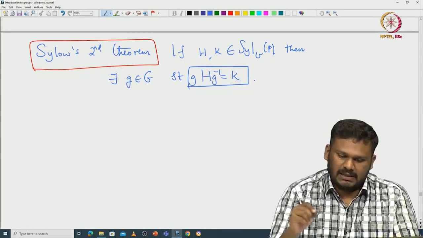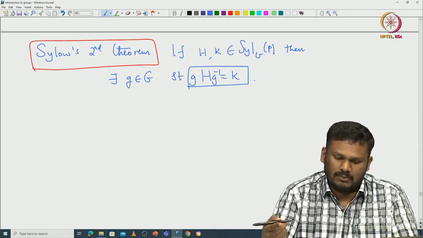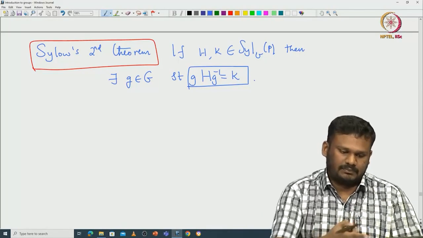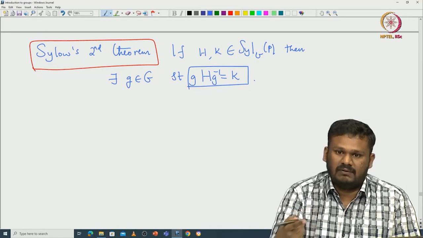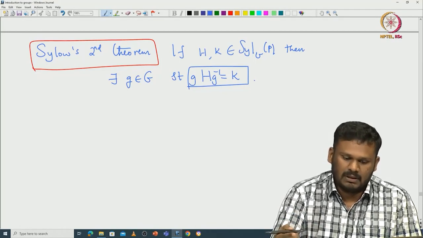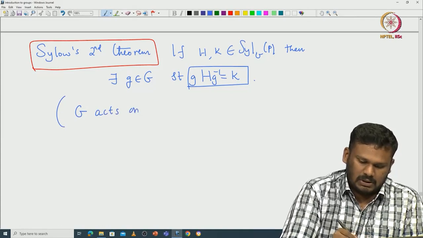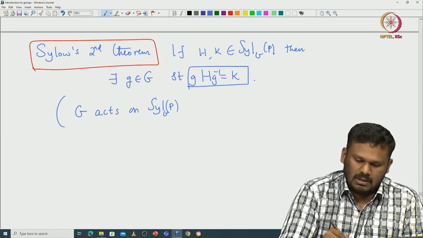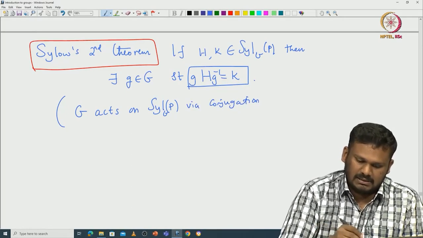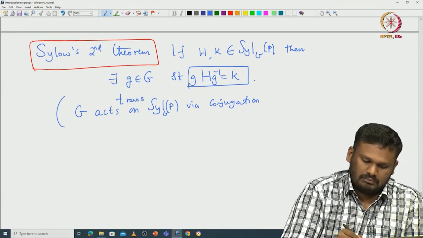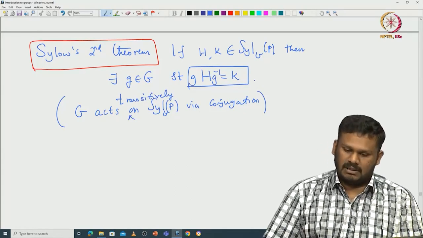Now this says that, up to this conjugacy relation, you can define the action of G on the set of all Sylow P subgroups. So this second theorem can be rephrased as: the group G acts transitively on the set of all Sylow P subgroups. In other words, G acts on the Sylow P subgroups via conjugation, and this action is transitive. That is the meaning of the second statement.